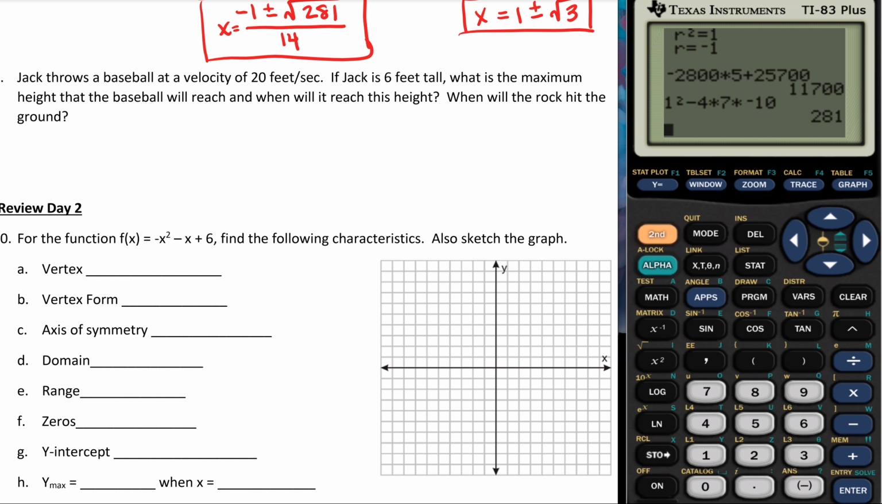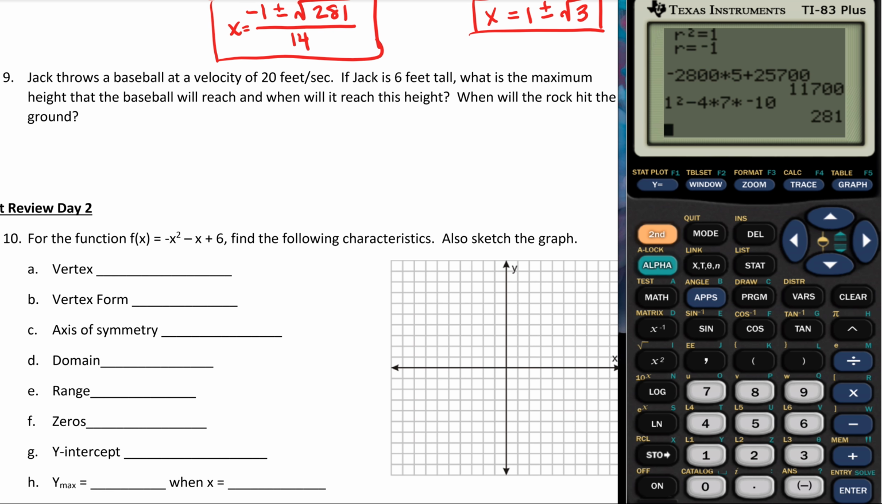Jack throws a baseball at a velocity of 20 feet per second. If Jack is 6 feet tall, what is the maximum height that the ball will reach? And when will it reach this height? There is a standard term that we have to use when we're talking about height and time.